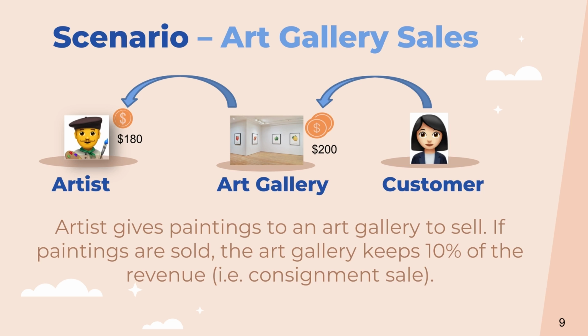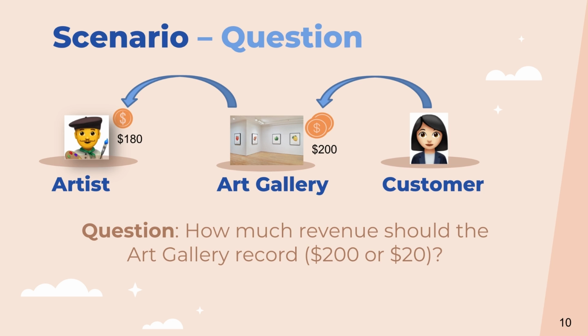Assume an artist gives a painting to an art gallery to sell. If the paintings are sold, the art gallery gets to keep 10% of the revenues. So the question here is how much revenue the art gallery should record on their books. Should it be $200 or $20?